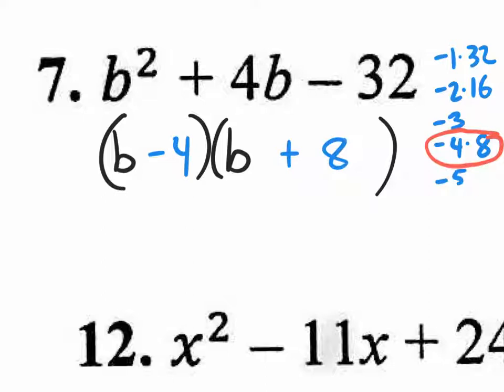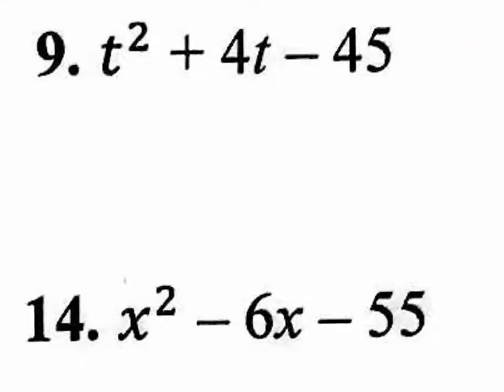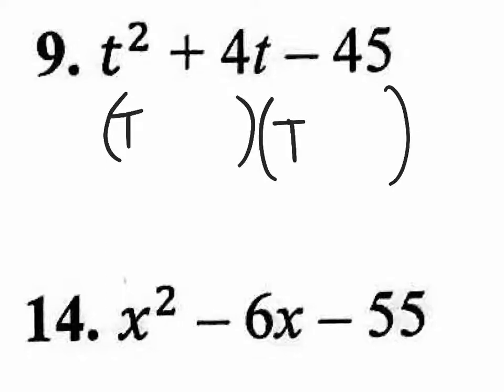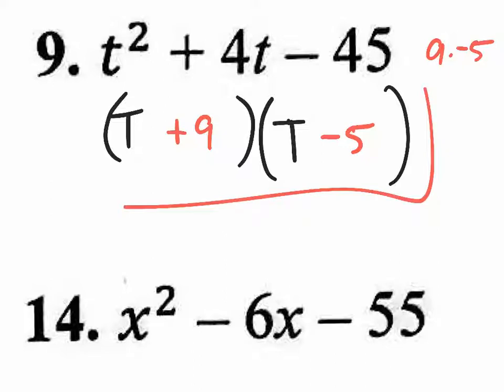Moving on to number 9. So of course we're able to use the answer format. Put a T right there, a T right there. And then you think what times what is negative 45 that if you combine together is positive 4. And if you don't see it right off the bat, go ahead and make a list. But 9 times negative 4, actually that's not it. 9 times negative 5, that'll give you a negative 45. And if you combine that together, it does give you a positive 4. So positive 9, negative 5, that's your factored form answer. I knew that. Moving on.